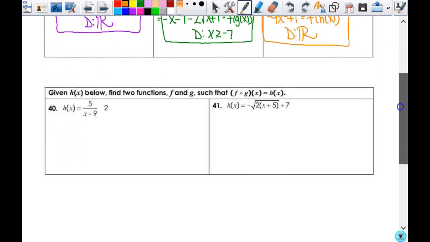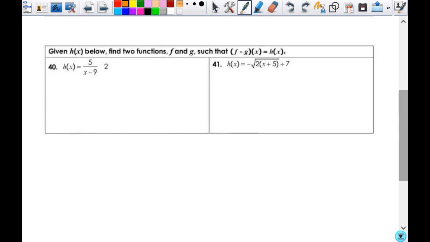All right, 40. Now I'm going to evaluate these, oh no, I'm not evaluating. You need to be able to evaluate with the compositions as well though. But I'm finding two functions, f and g, such that f of g of x would equal h of x. And there are more than one option here.